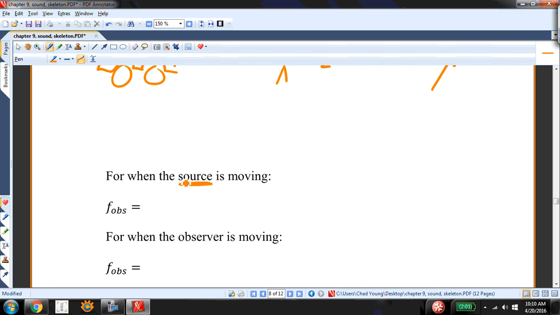when the source is moving, our observed frequency, that's the frequency that it appears to us, is equal to the frequency of the source, that's the actual frequency, times the velocity of the wave divided by the velocity of the wave plus or minus the velocity of the source. And you might be wondering, why does it have this plus or minus? Well, that's whether it's moving towards or away.